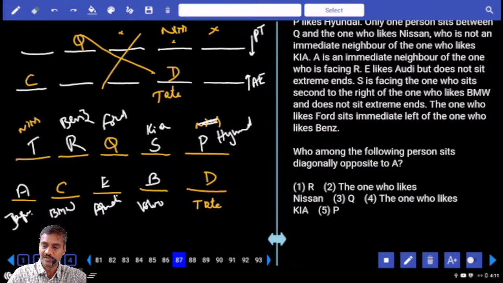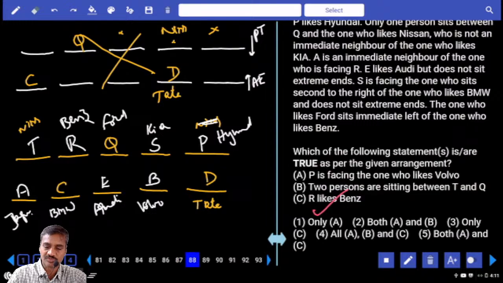And who among the following persons sits diagonal opposite to A? P, the one who likes Hyundai, choice 5.